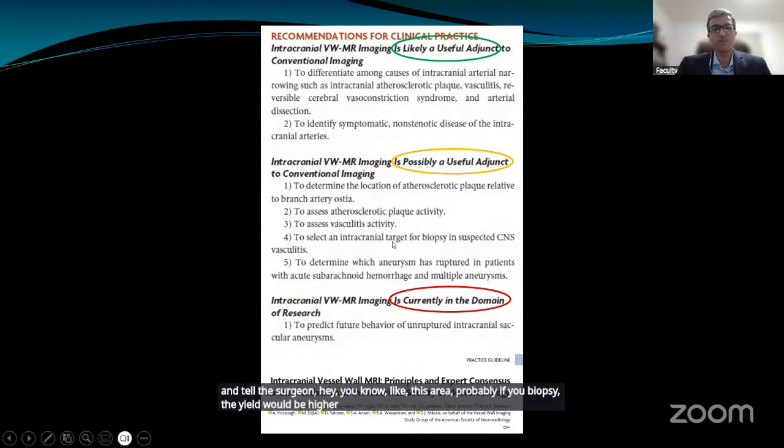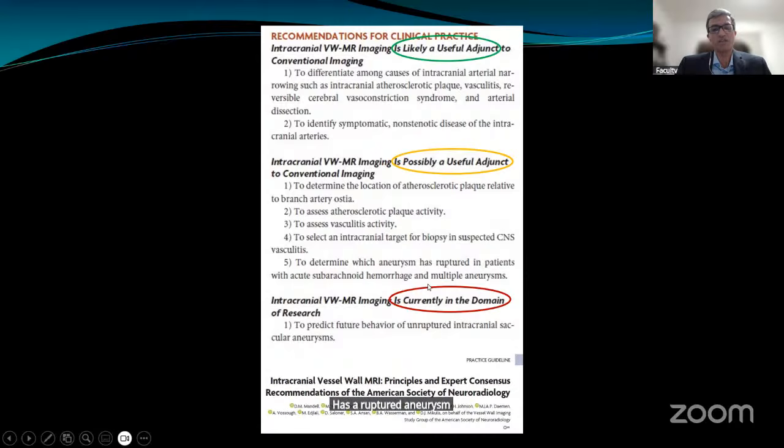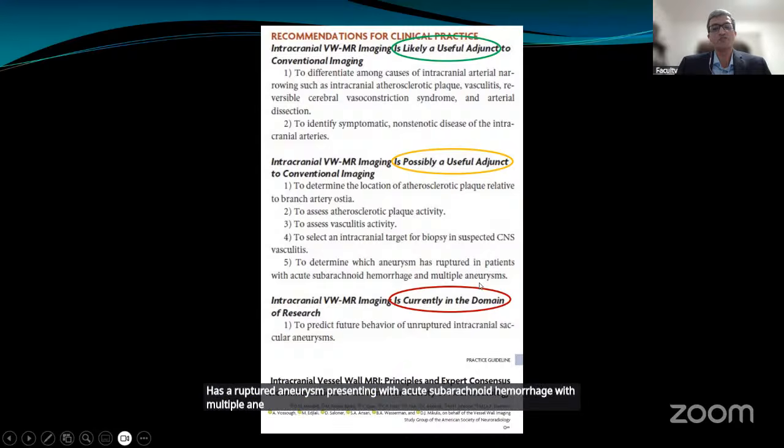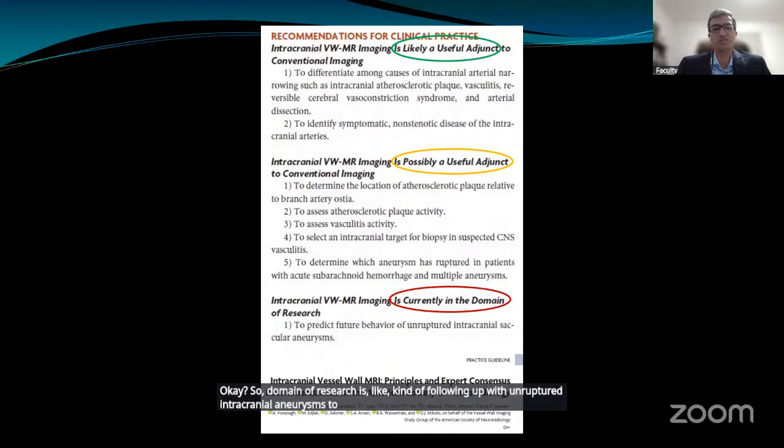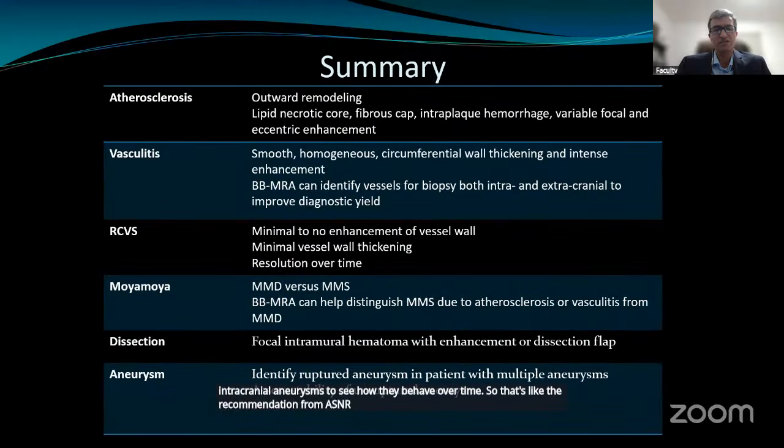So that's another way. Another thing is when a patient has a ruptured aneurysm presenting with acute subarachnoid hemorrhage with multiple aneurysms. If you want to localize which aneurysm has ruptured, then this sequence can be a possibly useful adjunct. Okay. So the domain of research is following up unruptured intracranial aneurysms to see how they behave over time. So that's the recommendation from the ASNR consensus committee.